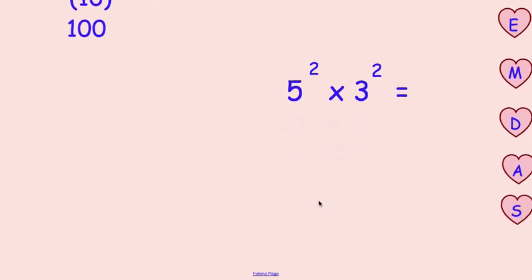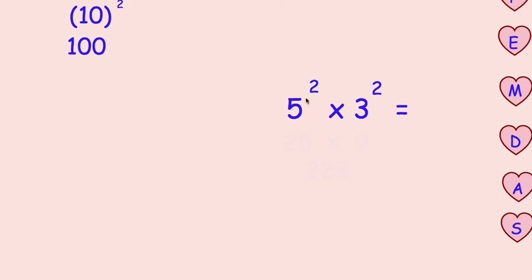Let's look at this one over here. I have two exponents, so I think to myself, what is 25, because 5 times 5 is 25, times 3 times 3 is 9. 25 times 9 equals 225.